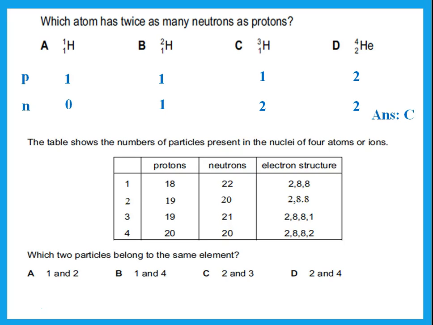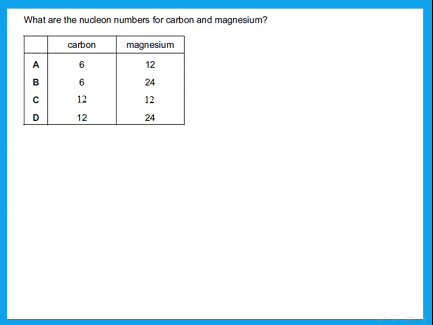Okay, the table shows the number of particles present in the nuclei of 4 atoms. Which 2 particles belong to the same element? How do I determine the same element? Remember that we said the proton number is the one that identifies the element. So if they are the same element, they must have the same number of protons, and that means that it is 2 and 3.